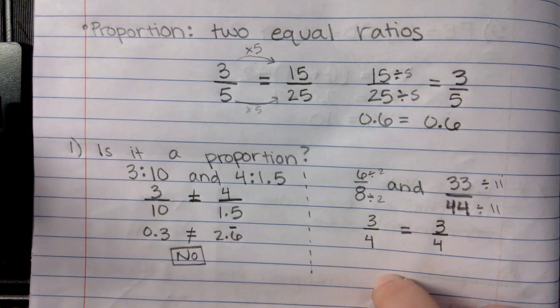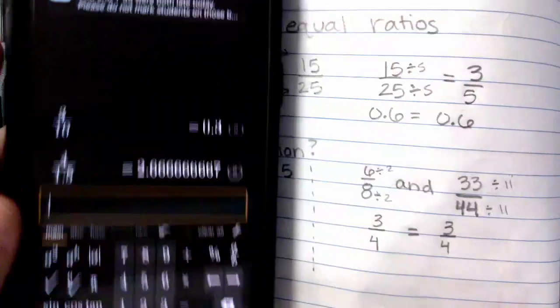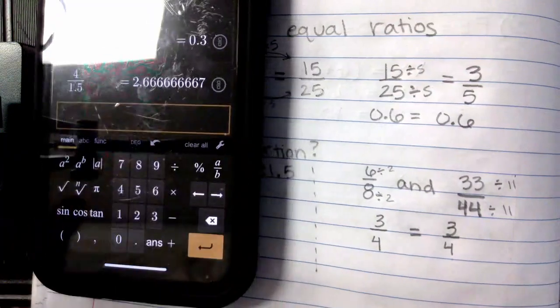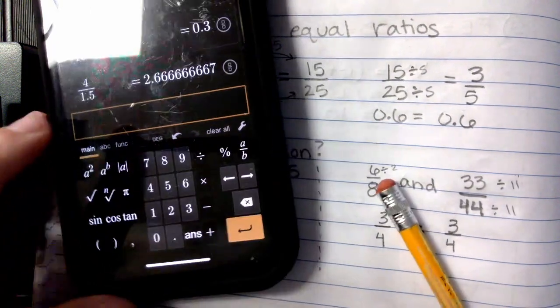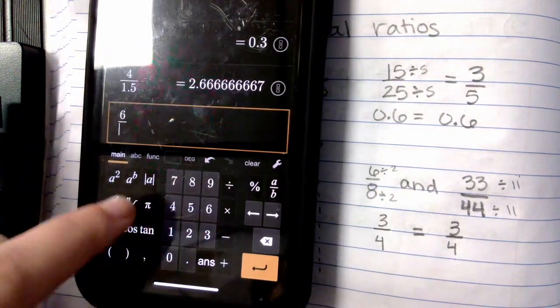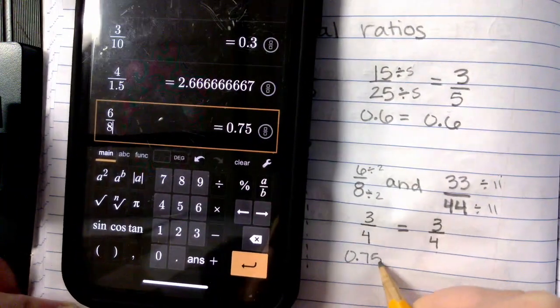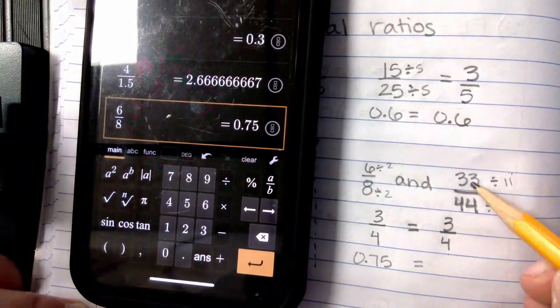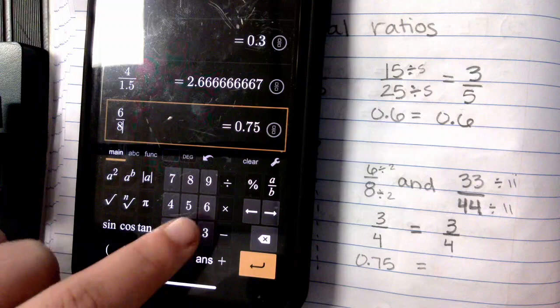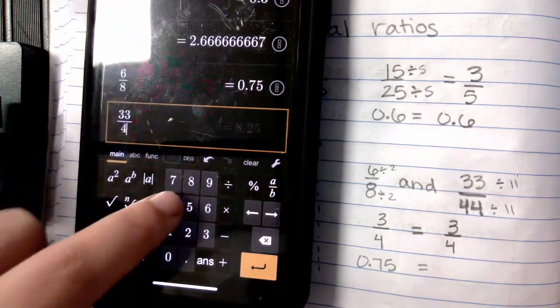Divide! Amazing. All right, so we can do 6 divided by 8. And we get 0.75. And then I can compare that to 33 divided by 44. And we get 0.75. Are they the same? Yep. So is it a proportion? Are they equal? Yep.